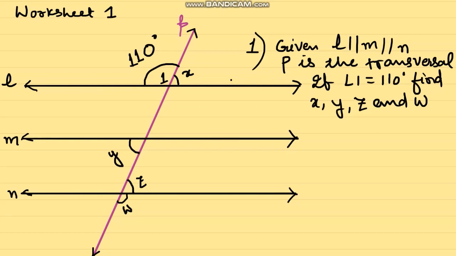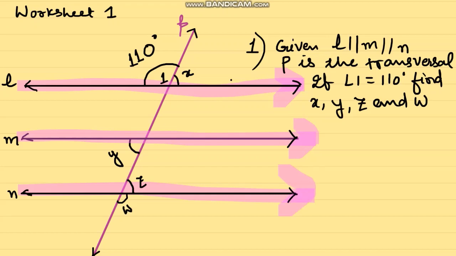Yes, come on children. Now let us see what is coming in worksheet 1. Now see question number 1. Question number 1 is, in the given figure, L is parallel to M and M is parallel to N. See children, this is line L and this is parallel to line M, and then line M is also parallel to line N. That means all these three lines are parallel to one another. Line L parallel to M and M parallel to N.